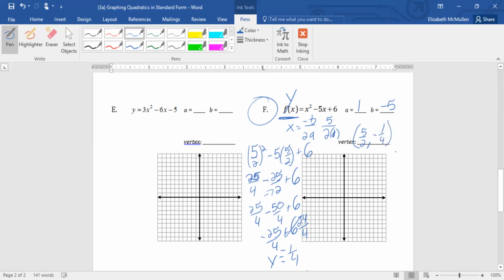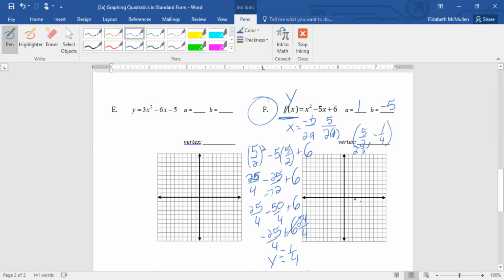All right, so this is where our vertex is. It's okay that we have fractions. That's totally fine. It just means we're going to be halfway in between some boxes. All right, so 5 halves here. I'm going to convert this to a mixed number just to make it easy. So 2 goes into 5 twice, leaving me with 1 left over. So my x is at 2 1/2, and my y is at negative 1/4. So about here is where my dot is. Let's graph 2.5, negative 1/4. There we go.